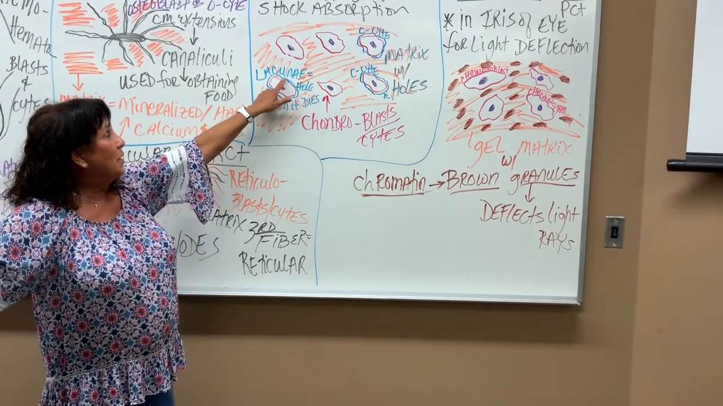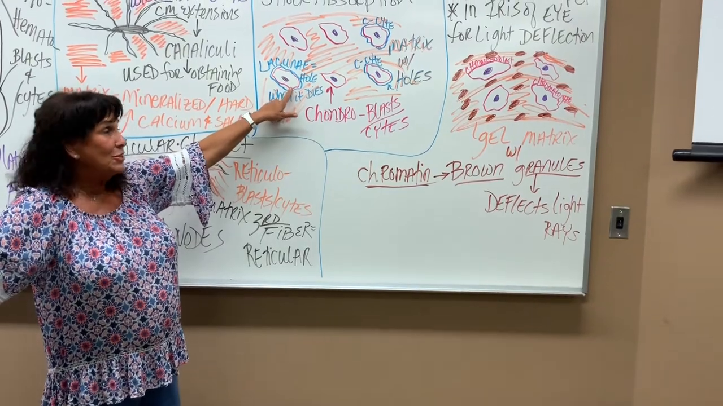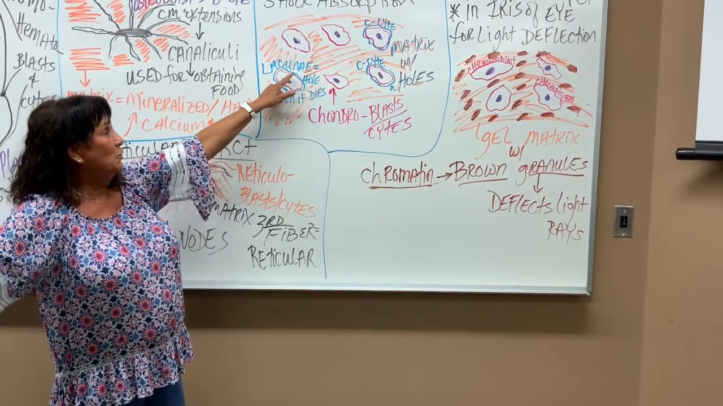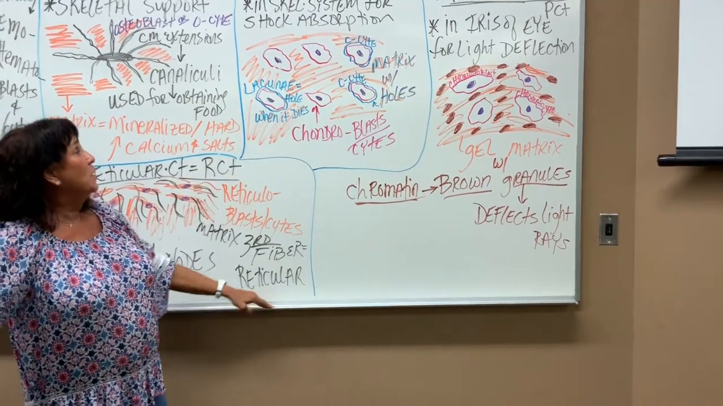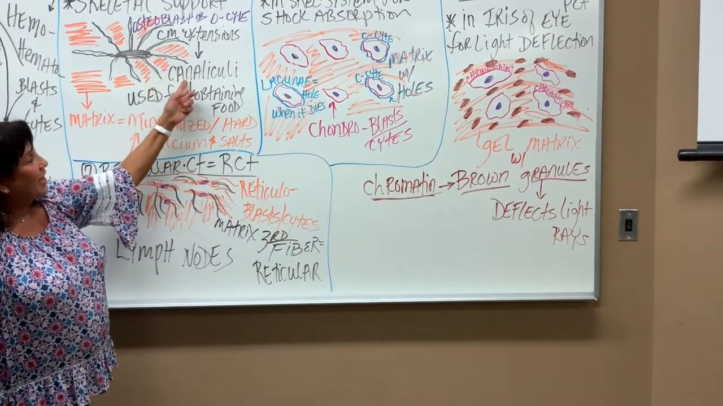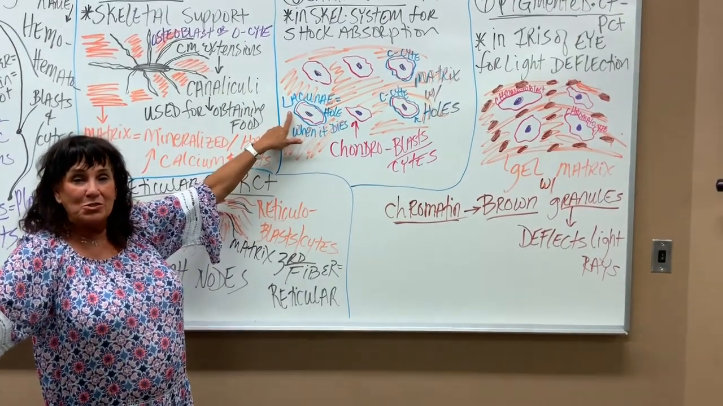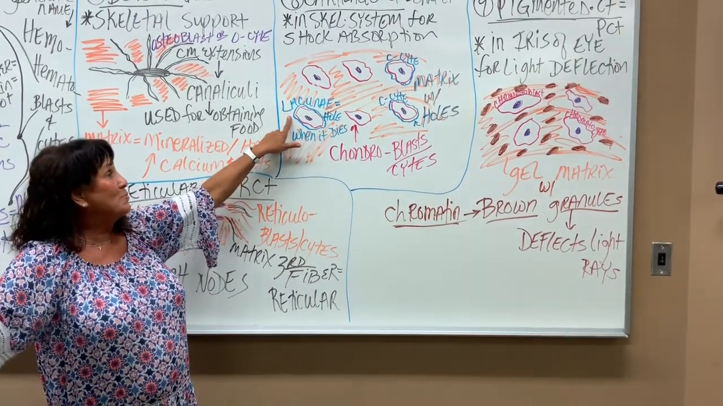So do we have a name for the hole where the chondrocyte used to live? Of course we do. And it's called lacunae. Lacunae. So basically, bone has canaliculi and cartilage has lacunae. And it almost sounds like two Hawaiian words, right? Absolutely.